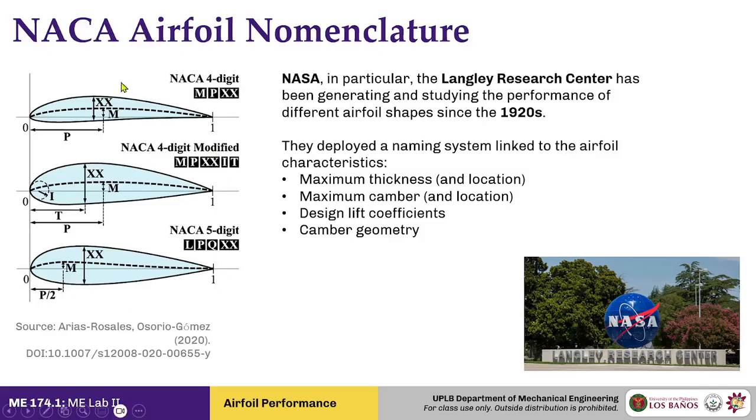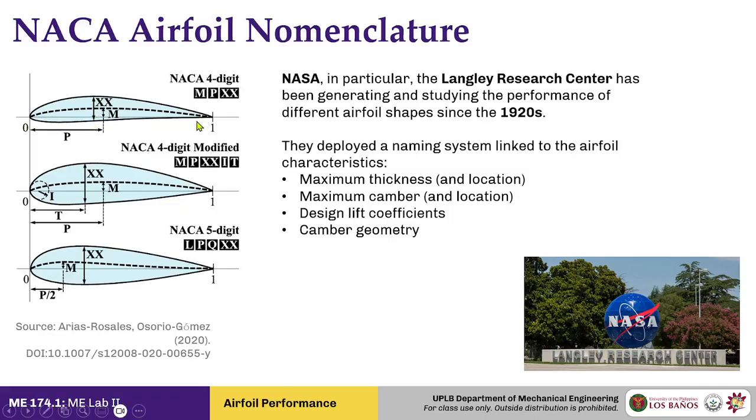All right. Let's go to the four-digit naming scheme in particular. When I say, for example, NACA 4412, those digits pertain to a particular geometry aspect of that airfoil. So for the last two digits, 1, 2, this pertains to the maximum thickness. So when I say NACA 4412, it says that the maximum thickness of that airfoil is 12% of the chord length.